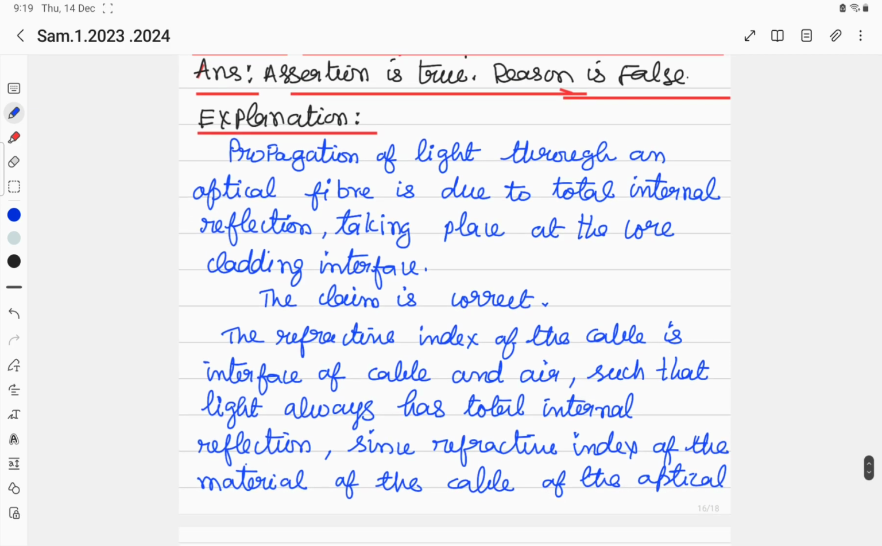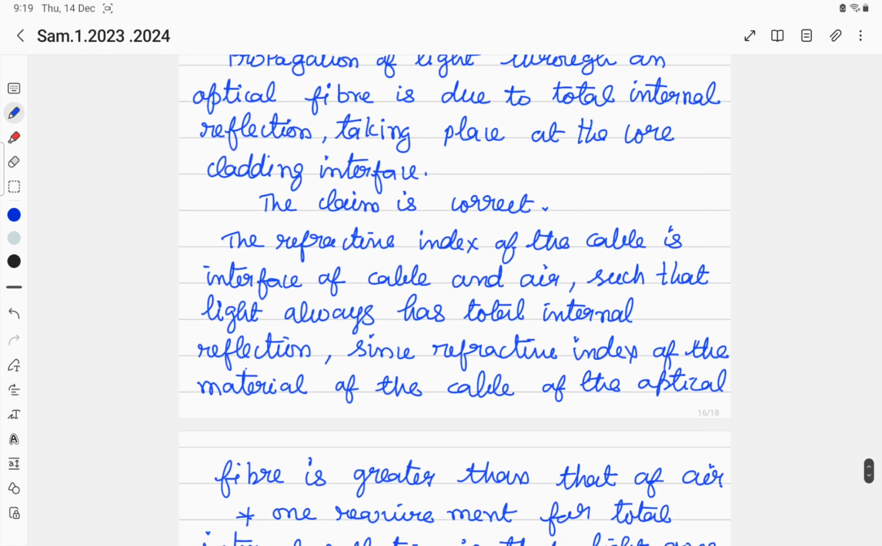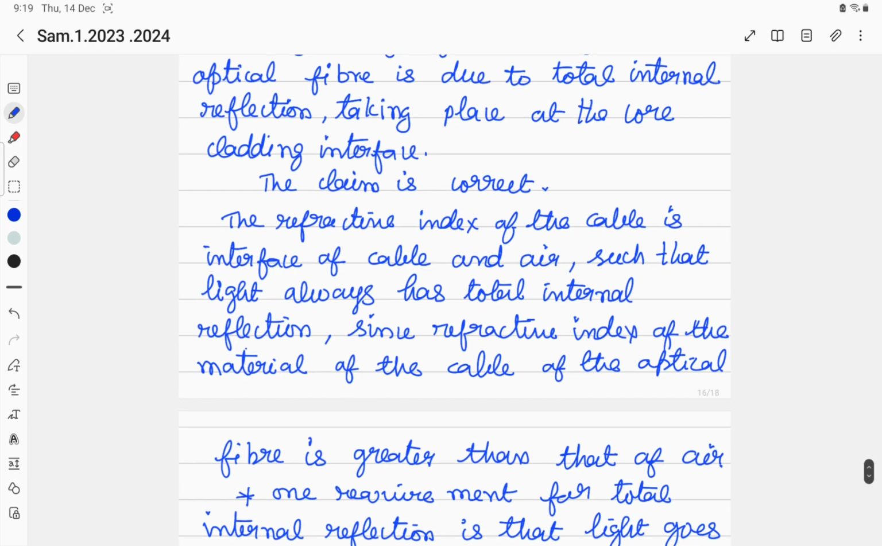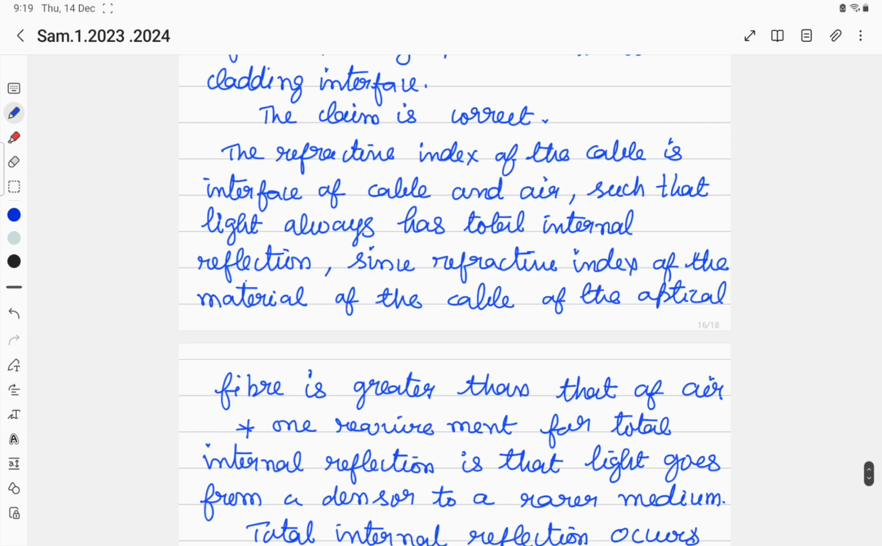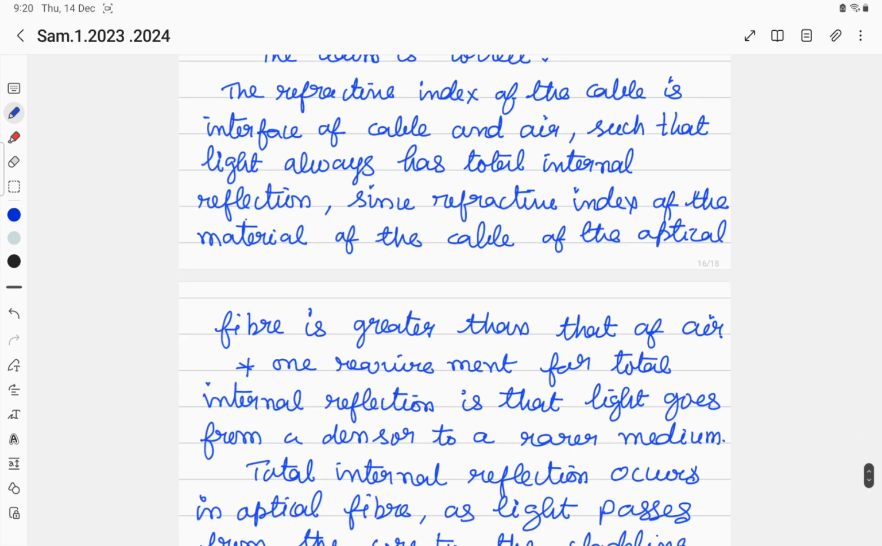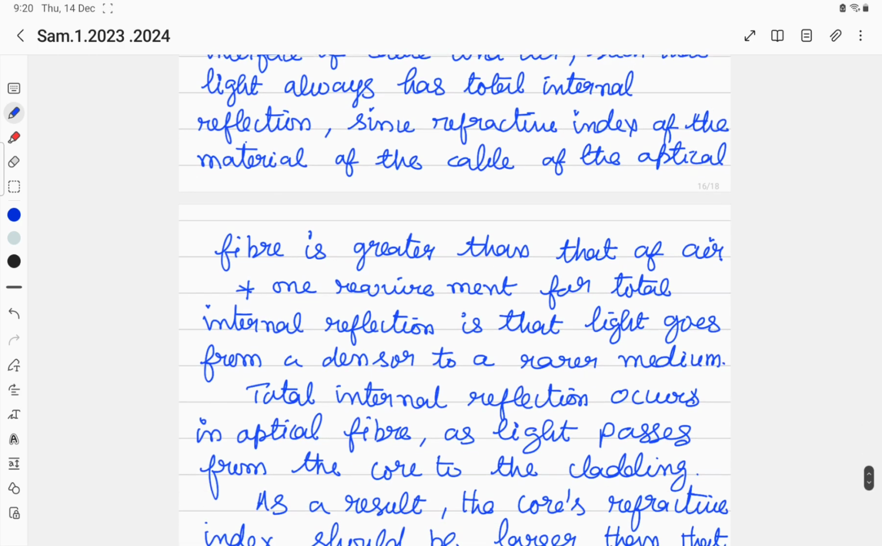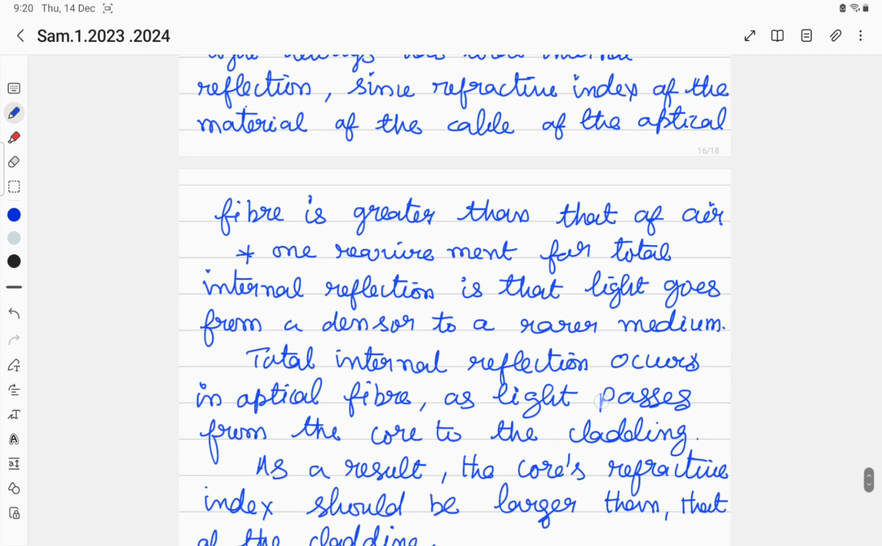Explanation. Propagation of light through an optical fiber is due to total internal reflection taking place at the core-cladding interface. Therefore, the claim is correct. That is, the assertion is correct. The refractive index of the cable is such that at the interface of cable and air light always has total internal reflection, since the refractive index of the material of the cable of the optical fiber is greater than that of air.